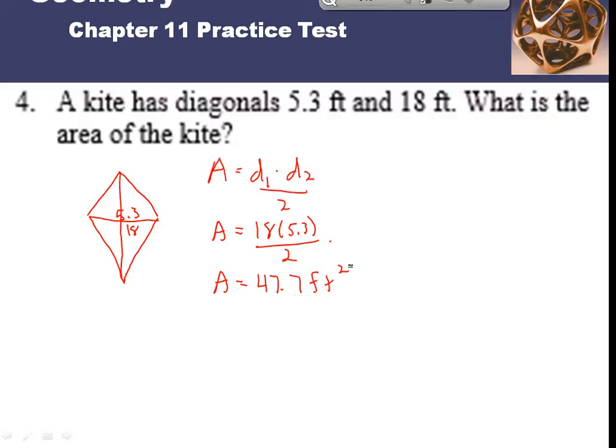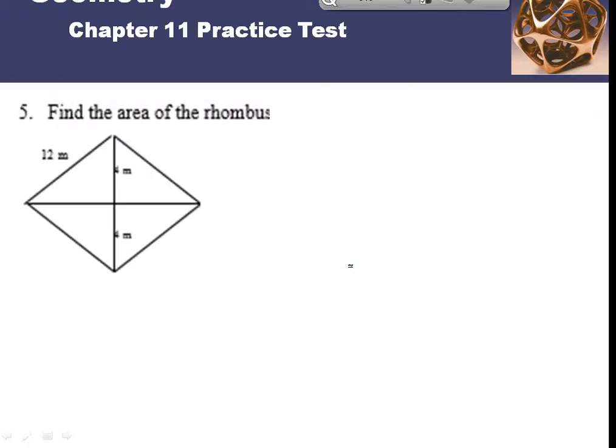Number 5. We need to find the area of this rhombus. And the formula for a rhombus is the same as the formula for a kite. It is diagonal 1. Oh, what happened to my pen?